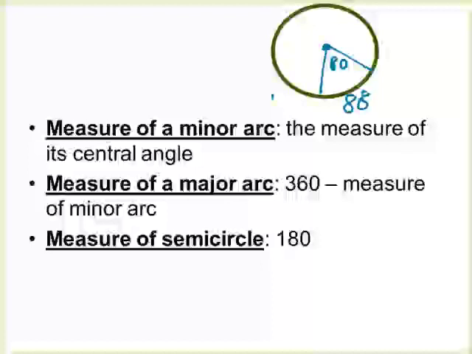If I wanted to know how large the major arc was, the rest of the circle, well, how big is the circle? 360. So if I wanted to know how big the rest of that arc was, I would take 360 minus 80, and I would get 280. Okay. So a minor arc is equal to the central angle that cuts it off. The major arc is the rest of the circle. So 360 minus the minor arc. A semicircle we said was half of a circle. How big is half of a circle? 180. So a semicircle measures 180.